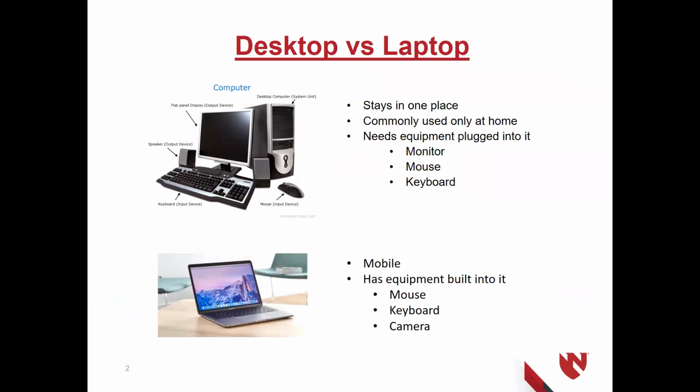A desktop computer is one that usually stays in one place and needs other equipment to be plugged into it, such as a monitor, mouse, and keyboard. A laptop is much more mobile and has many of the items a desktop doesn't have already built right into it, things like a mouse, keyboard, and camera.